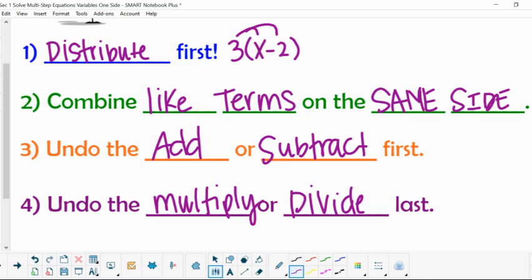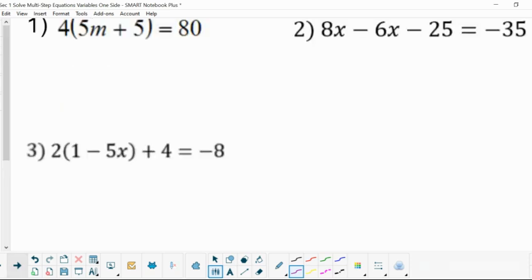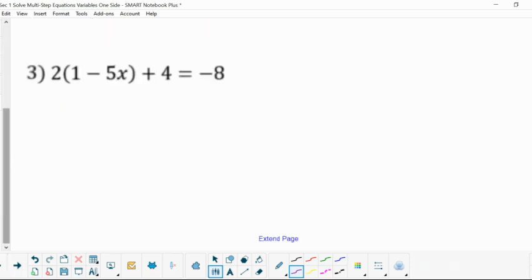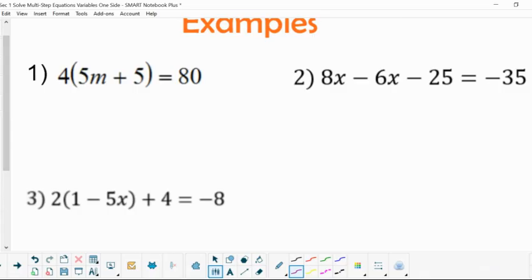Anybody need a few more seconds to jot that in? Okay, let's give it a try. Okay, this first one, right there. If you like doing that little divider line, please keep doing it. And will everyone just at least try it on the first one, because it really helps to see the right and the left side nicely so that we make sure we do it to both sides. Okay, our first step said distribute first. Do we need to distribute first on number 1? Do you have a number next to a parenthesis? Yes, so we need to do that first.